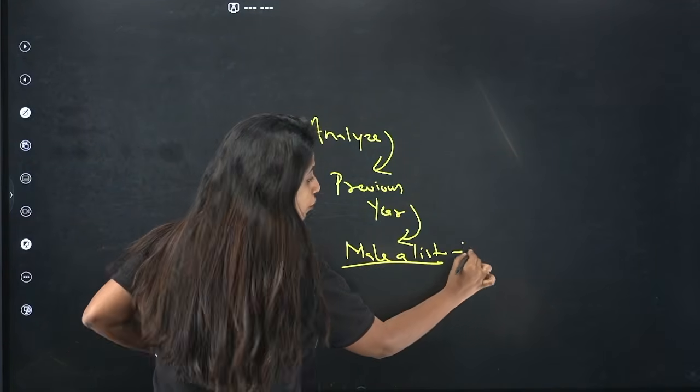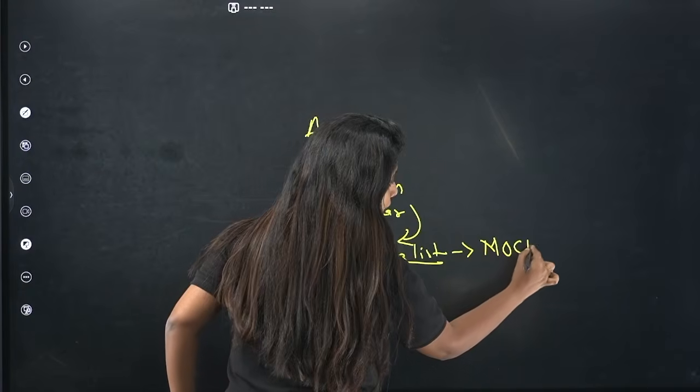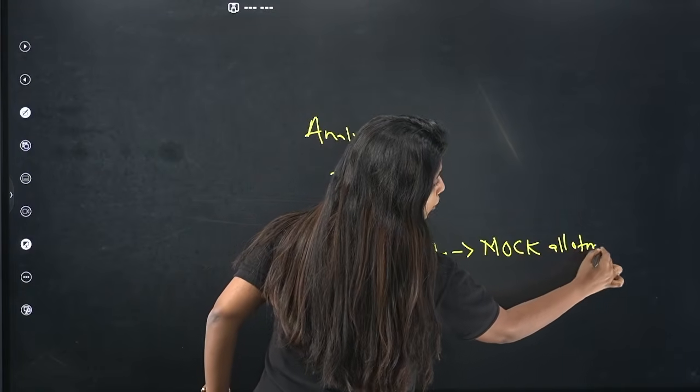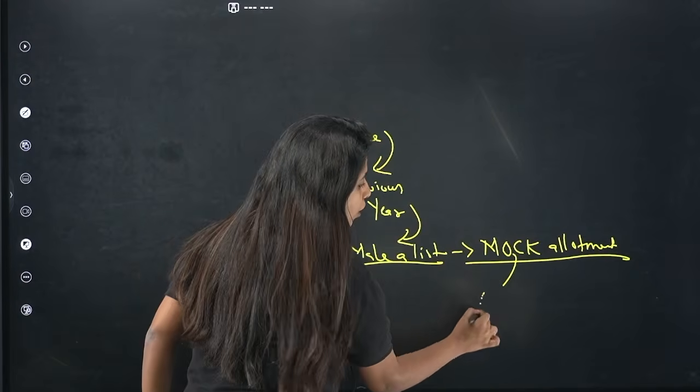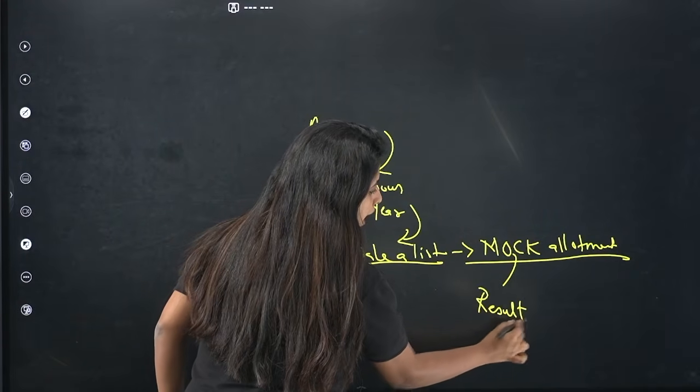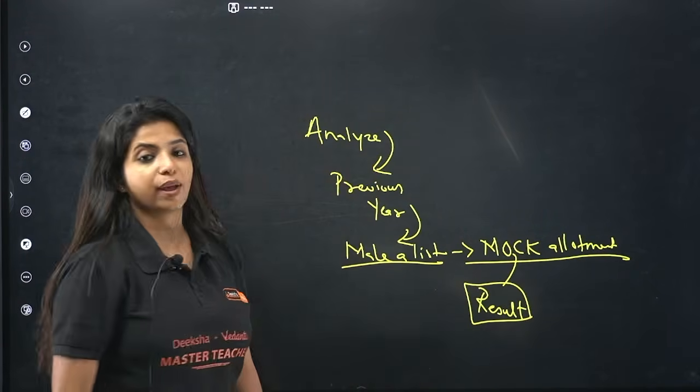This list is for what? For mock allotment. This is not your real allotment. This is going to be for your mock allotment. Now, once your mock allotment is done, you get your result for mock allotment. Okay, I understood I'm not getting a college. Okay, I understood I'm getting this college.